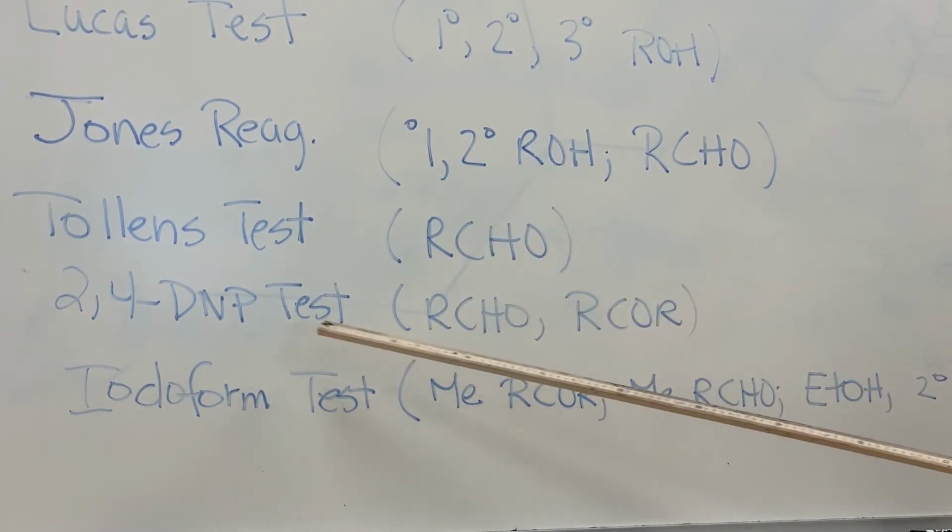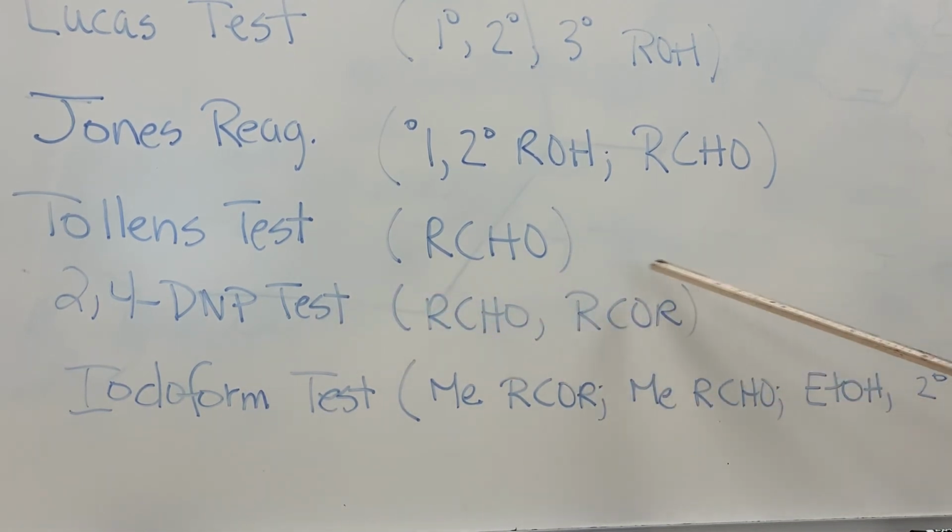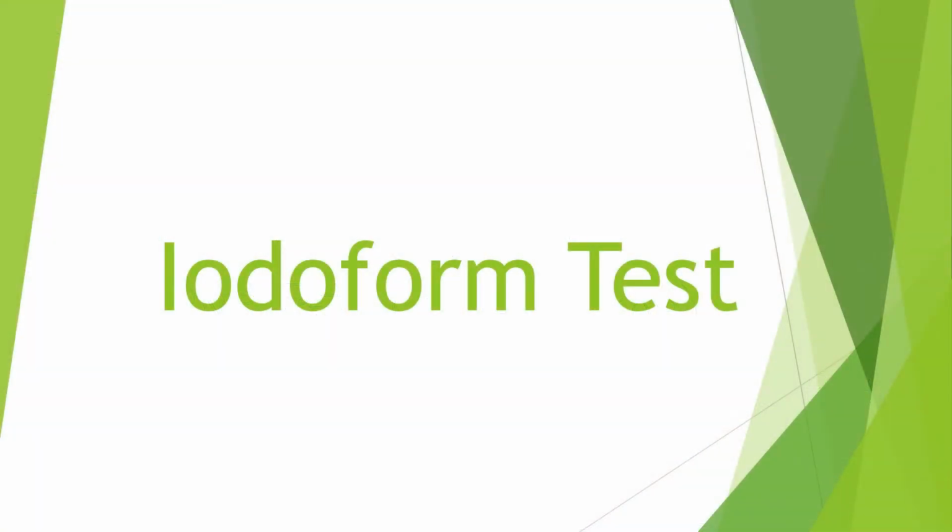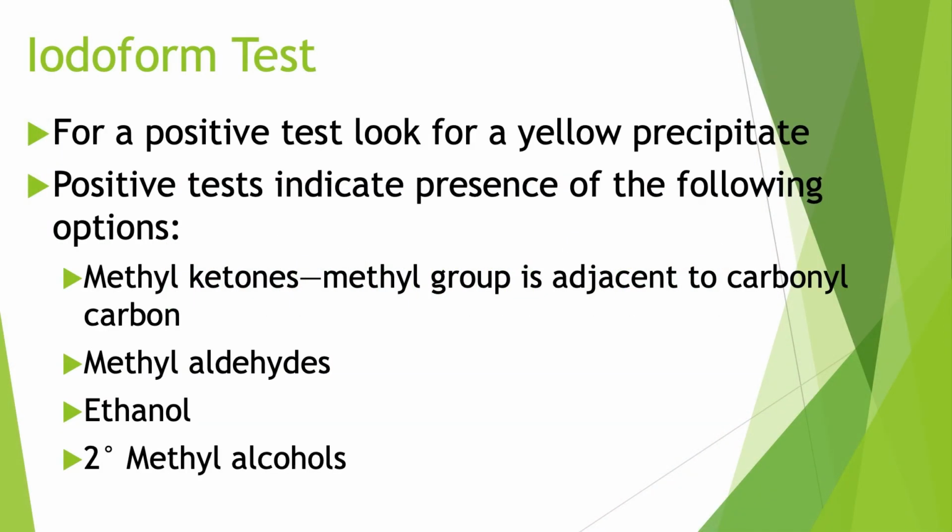So you could, again, eliminate: if it was negative, then you pretty much know it can't be an aldehyde group. And then the iodoform test, that is a neat test. When you carry it out, what you're forming is a yellow precipitate. And it's positive if you have methyl ketones. What I mean by a methyl ketone is that the methyl group has to be adjacent to the carbonyl carbon. So this is positive for methyl ketones, methyl aldehydes.